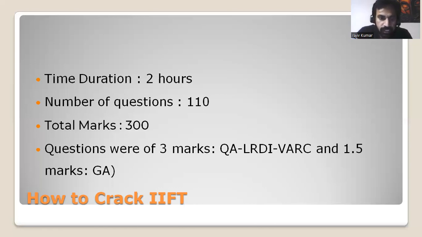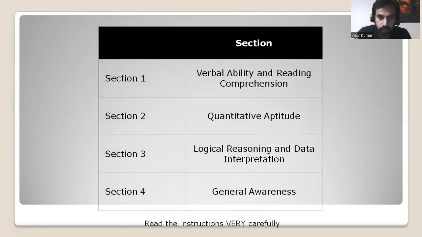Now let's see the different cutoffs we have for IIFT, for the different categories. First of all, the sections: the first section is verbal ability and reading comprehension, the second is QA, the third is logical reasoning and DI, and the fourth is general awareness.